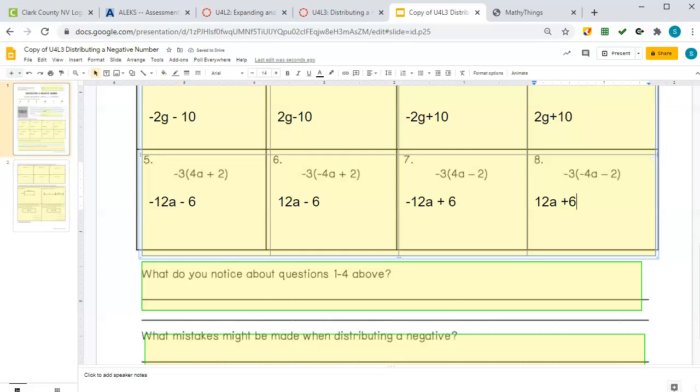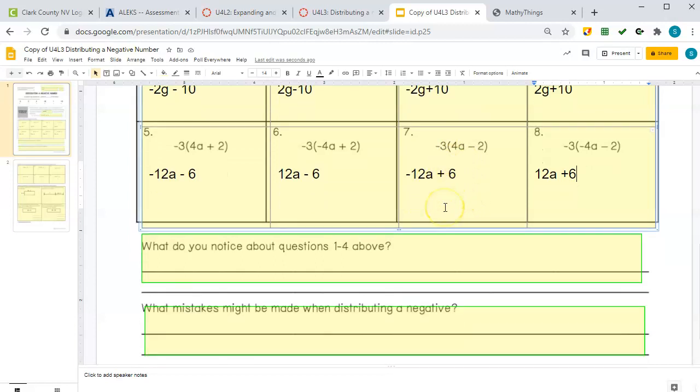Alright, so here we got every sort of combination. A negative times a positive is a negative, a negative times a negative is a positive, and then just applying it, but every time we have a subtraction, we're thinking of it as adding the negative. So we could think of this as 4a plus a negative 2a, do our distribution, and that's why we get a positive 6.